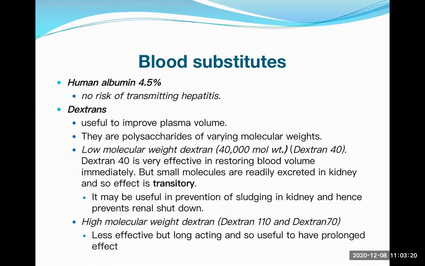Now, we are towards the end of this topic of blood transfusion. Now, some blood substitutes are there. Let's talk about them. What are those substitutes of the blood? One is human albumin, 4.5%. This is used as a substitute of blood, and this is also known as a colloid. Blood is also a colloid, and this human albumin is also a colloid. So let me tell you some important points about colloid and crystalloid right now.